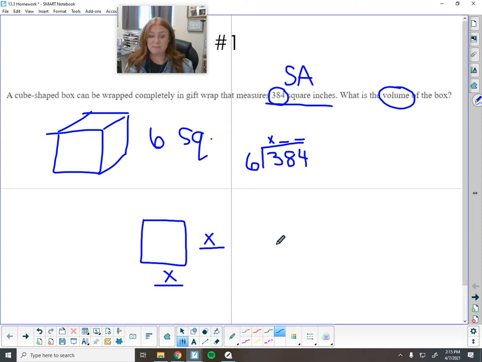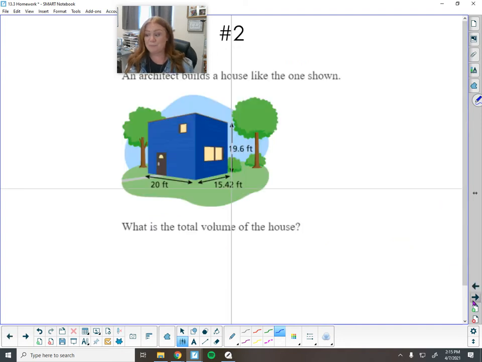So once you know this dimension, that's going to be your length, your width, and your height. So you'll plug that in here, here, and here, length times width times height to find the volume. So we divide by 6 since there's 6 sides. That tells us one side. We find what the sides are. Since it's a square, they have to be the same. Then I use that to find the length, the width, the height. They're all the same. And multiply to find the volume.